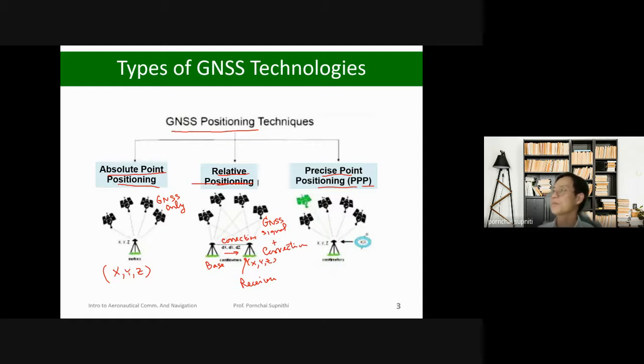In this case, you still use the GNSS signals, but you get some correction of biases and others to help obtain the receiver positioning. Okay, so that's how it works.